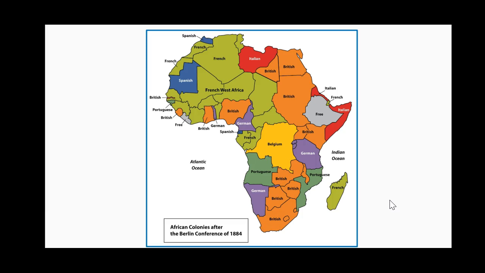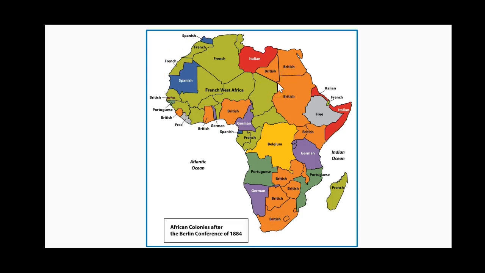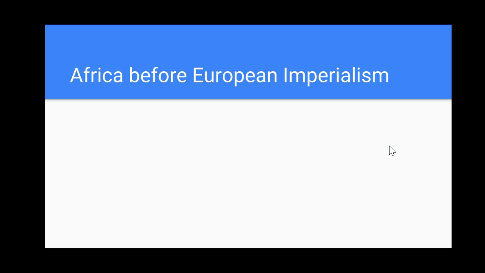So it says African colonies after the Berlin Conference of 1884. So the Congo, Belgium, there they are in the middle. The British took the southern part, South Africa. The French have West Africa. And I'm going to tell you about these gray areas, which are free, a little bit later. Okay? Now, Africa before European imperialism.